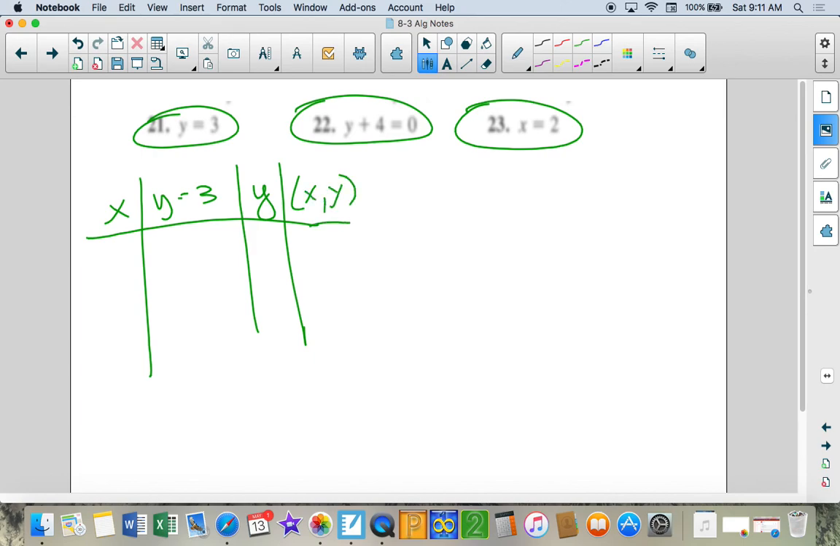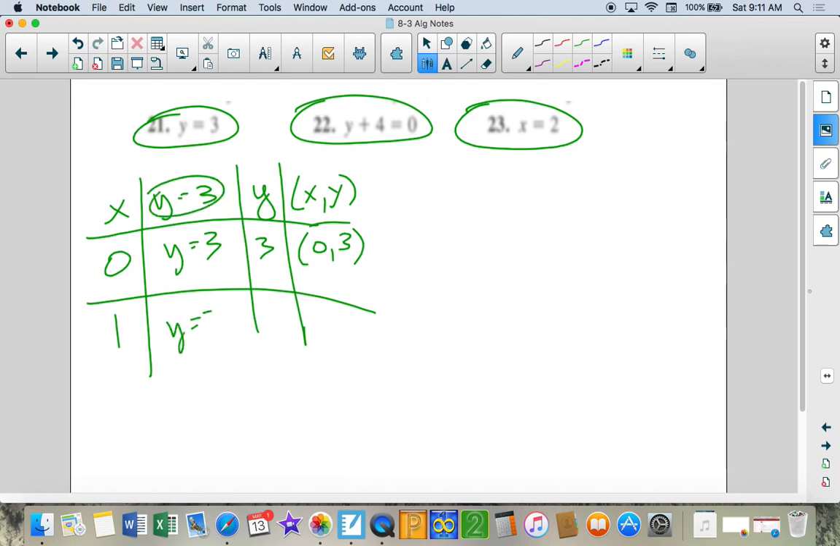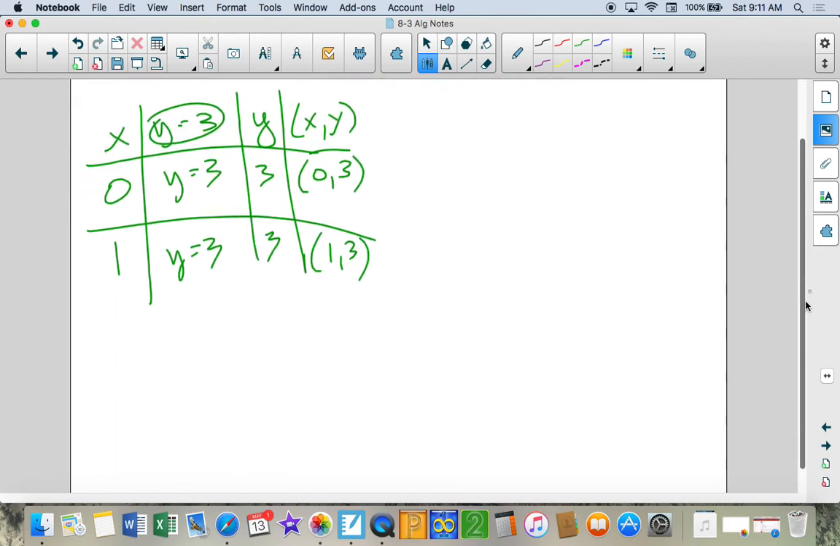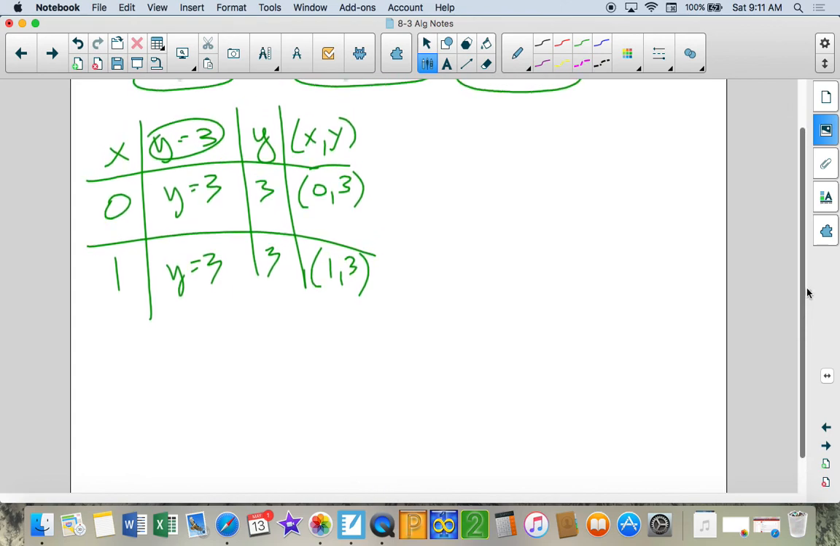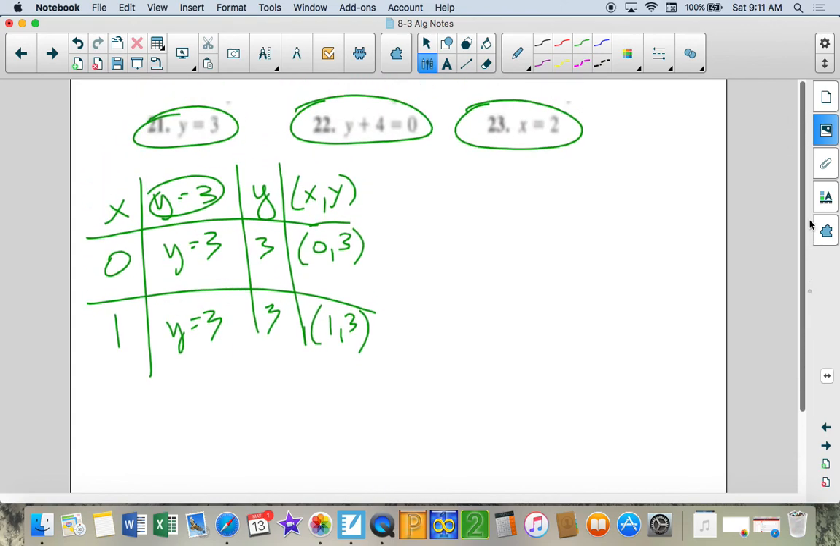So we make our H chart. When we plug in 0, what do we get for y equals 3? Well, we get y equals 3. So the first coordinate is 0, 3. What if I plug in 1? Well, y is going to equal 3. So my next point is 1 comma 3. That's really cool. Hopefully you see the logic behind that. Remember, I had mentioned that that equation kind of looks like this.